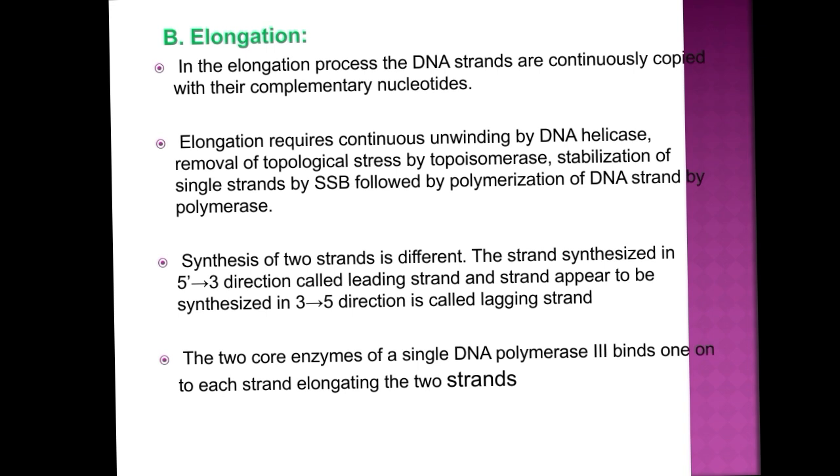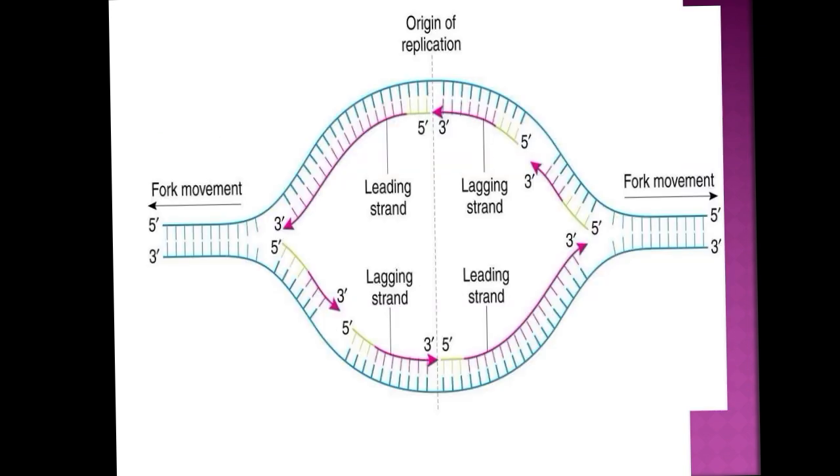The strand synthesized in 5' to 3' direction is called the leading strand, and the strand synthesized in the opposite direction is called the lagging strand. The two core enzymes of DNA polymerase 3 bind, one onto each strand, for elongation. This is the elongation process: the 5' to 3' leading strand, and the lagging strand.